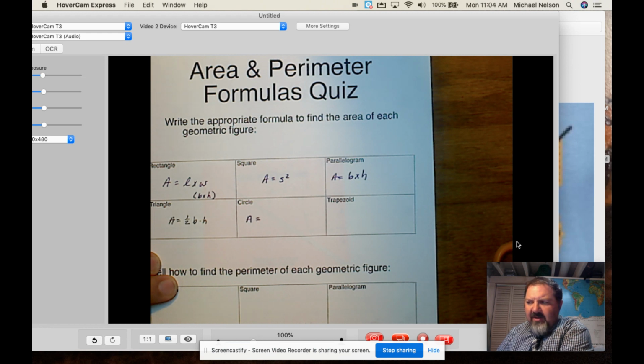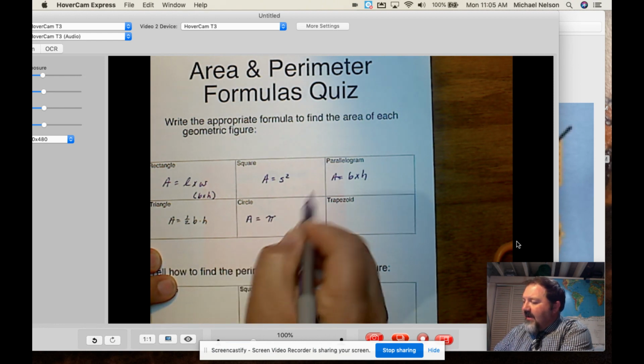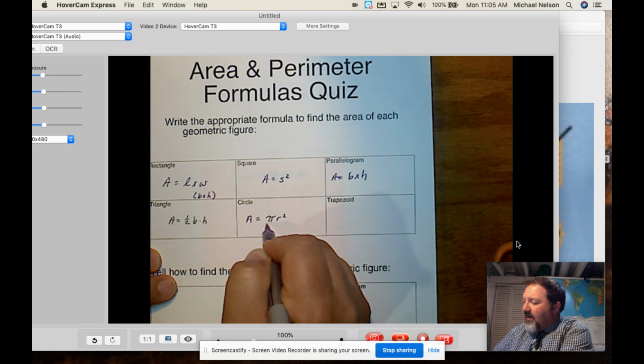We've talked a little bit in class about pi. Pi was found, it exists in every circle. It's found because of the relationship between the radius and the circumference, or the diameter and the circumference, if you want to see that. Anyway, here's area, and it's pi times the radius squared, or pi r squared.